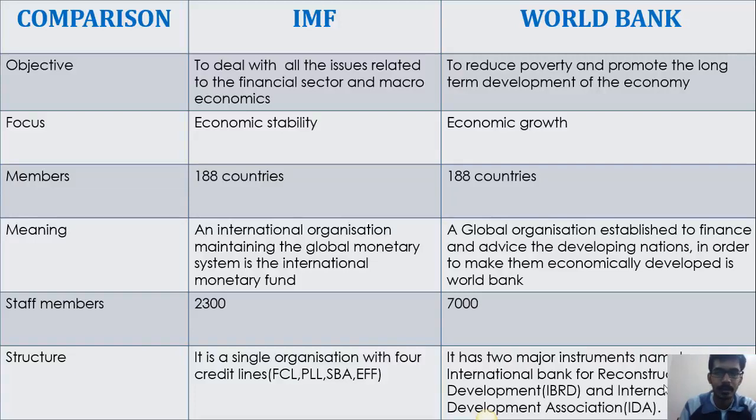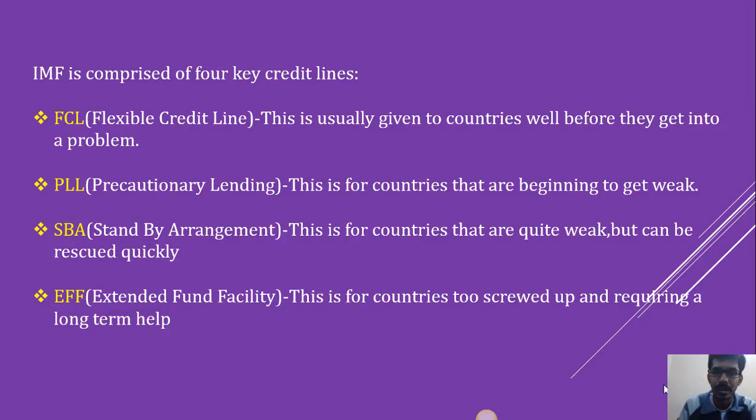Whereas World Bank has 2 instruments. The first one is the International Bank for Reconstruction and Development, and the second one is the International Development Association. First, we can learn about credit lines.